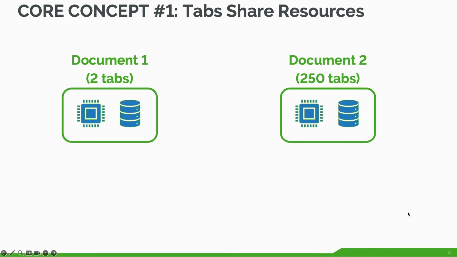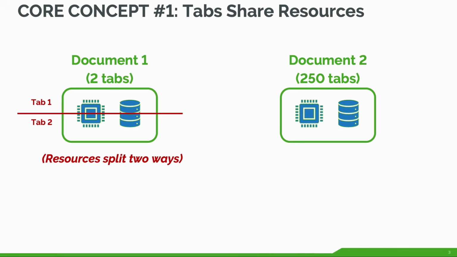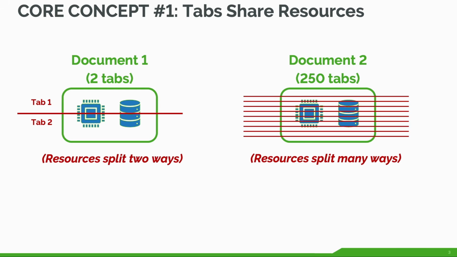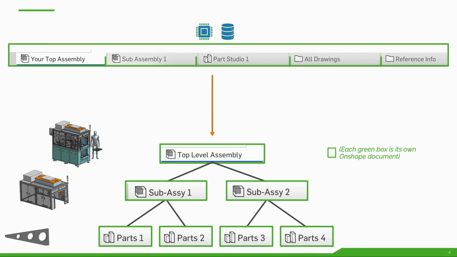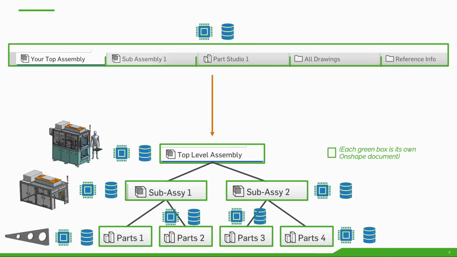However, every Onshape document splits server resources amongst the number of tabs it contains. So documents with fewer tabs are splitting resources in fewer ways, compared to documents with many tabs. If you break that big single document out into many documents, you then have more resources available and split fewer ways, which makes for great, large assembly performance.